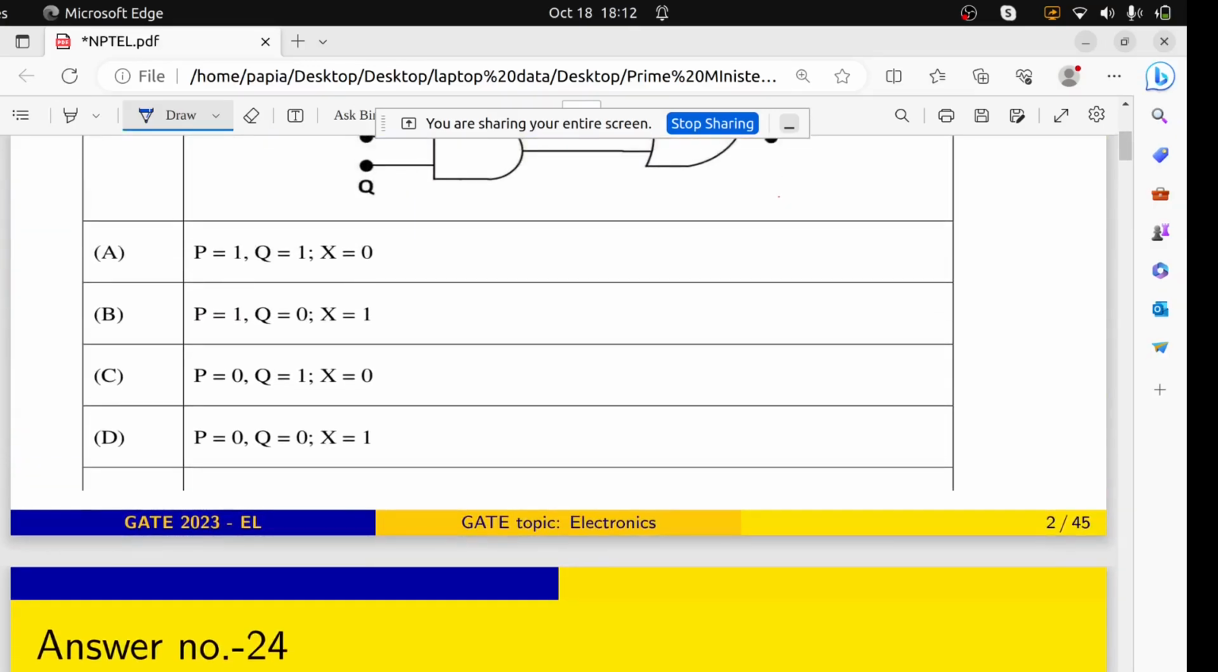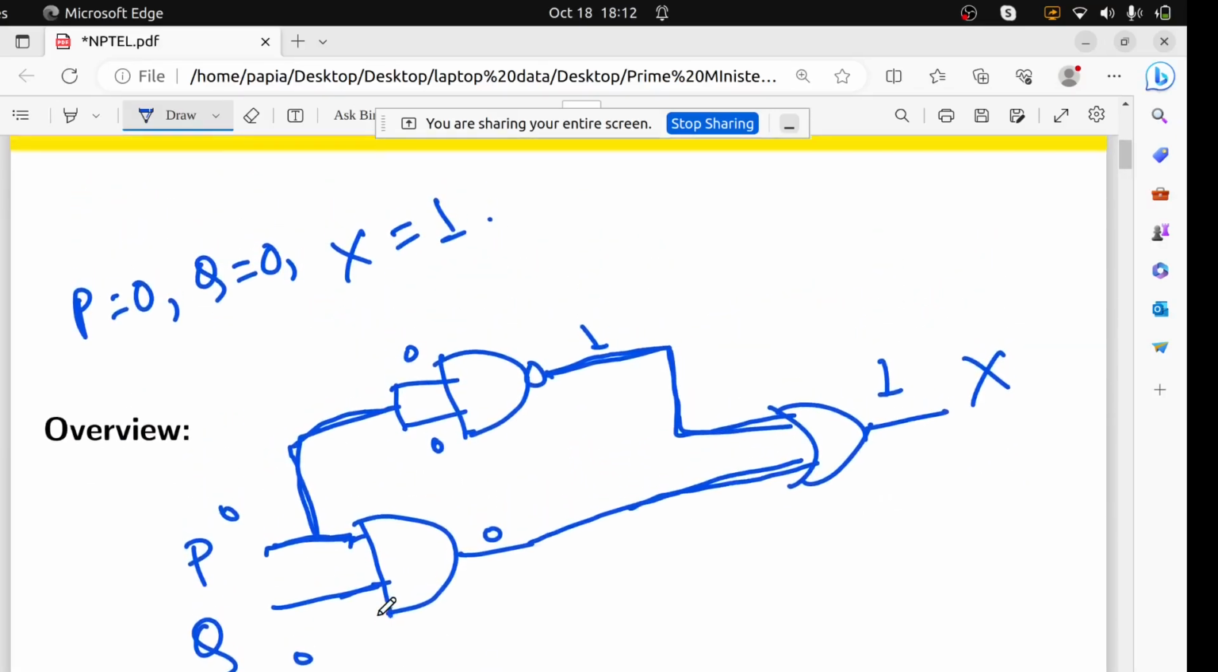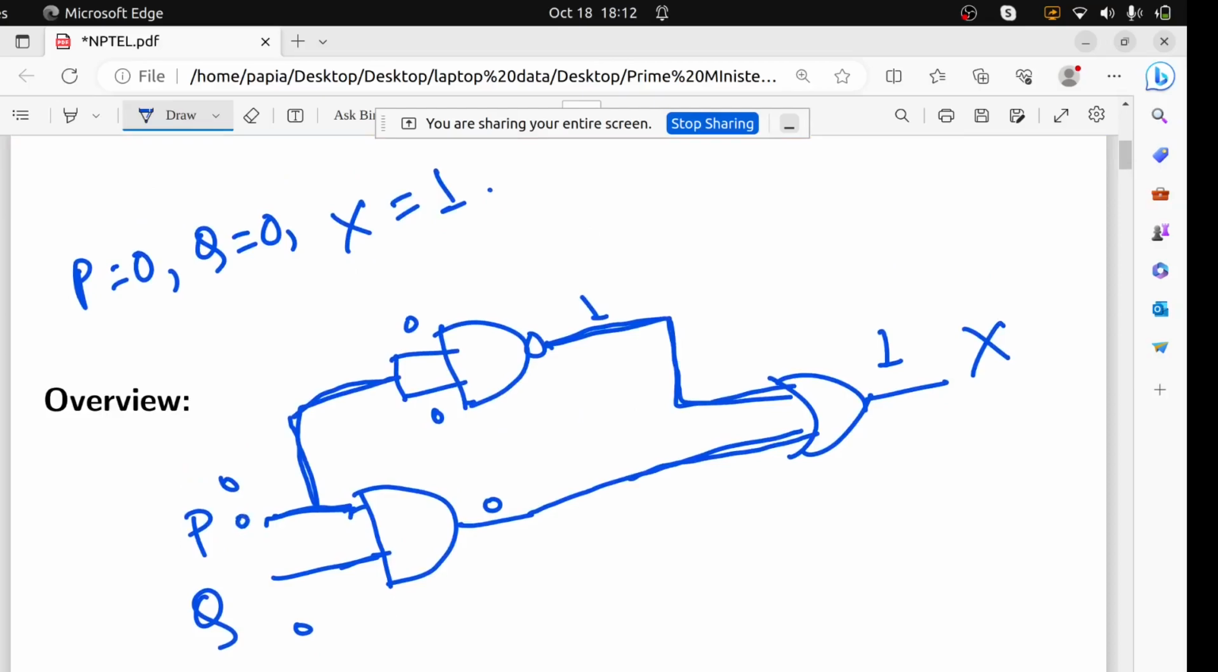You can see here, this is the correct option, D. Now if I just calculate, let's say arbitrarily B option, and we will check that it is correct or not. P equals to 1, Q equals to 0, X should be 1. Is it correct or not? P equals to 0, X is 1. So if it is 1 and this is 0, then also it is 0, right? And this 0 is coming as here, 0, 0, and this 0 will give you 1. So as a whole, it is coming as 1.